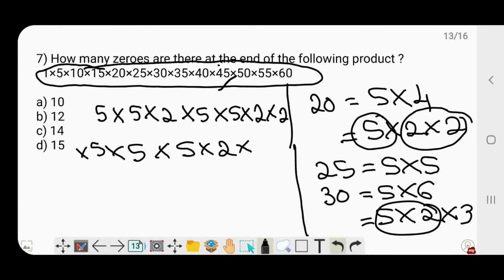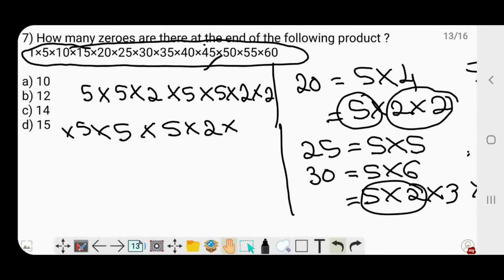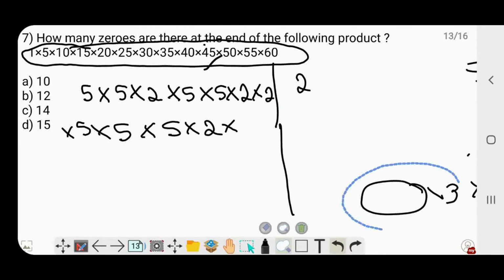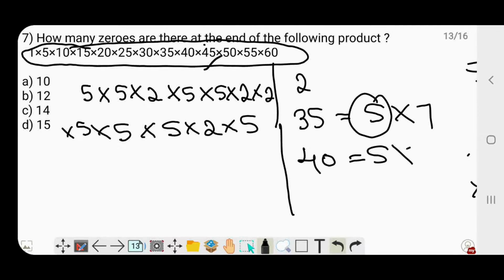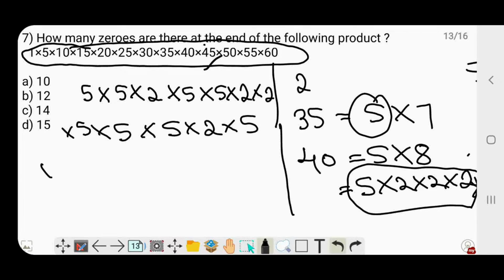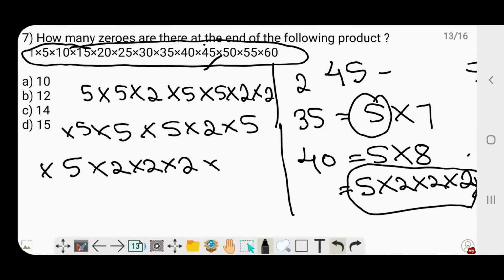Next number is 35. So let's see how we can write it. 35 can be expressed as 5 into 7. So 35 contributes one 5 over here, which I bring here. 40 can be written as 5 into 8, which in turn can be written as 5 into 2 into 2 into 2. So we have one 5 and three 2's. So I write it as into 5 into 2 into 2 into 2. Next number is 45. 45 can be expressed as 5 into 9. This 9 is of no use. So 45 contributes a 5 over here.